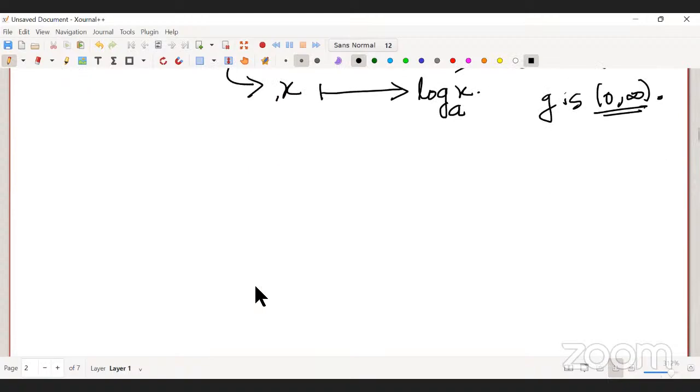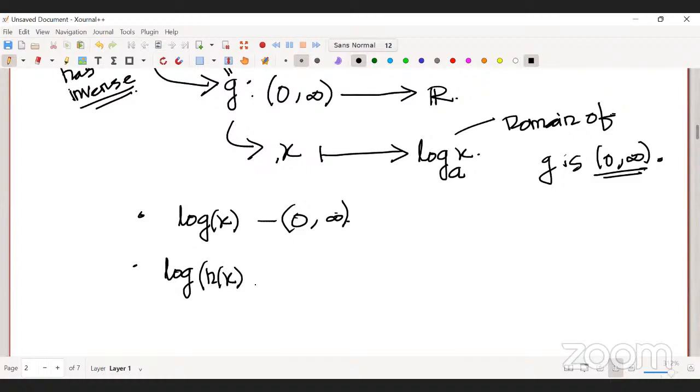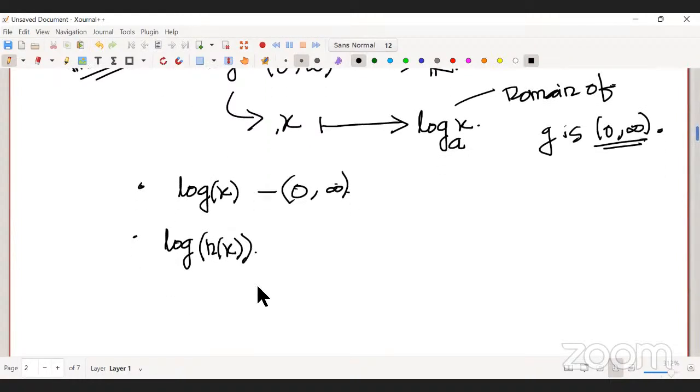So now you always know that the domain of this function is 0 to infinity. But the main problem is if something else is given, like instead of log x, something else is given, let's say log of 2 minus x. Suppose log of some h of x is given. You know that you can find log of x if and only if x is positive. Similarly, you can find log of h of x if and only if h of x is greater than 0.